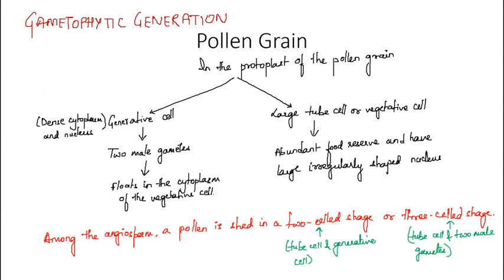Now we need to study the gametophytic generation. We have discussed the pollen walls, exine and intine. In the gametophytic generation, we see that inside the pollen grain there is a division. The gametophytic plant body will form the gamete. The male gametophyte will form the male gamete. In the protoplast of the pollen grain there is a mitotic division.